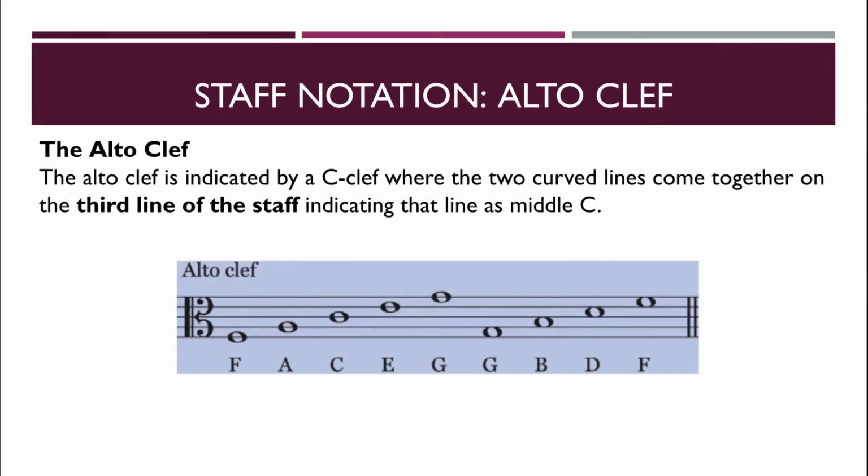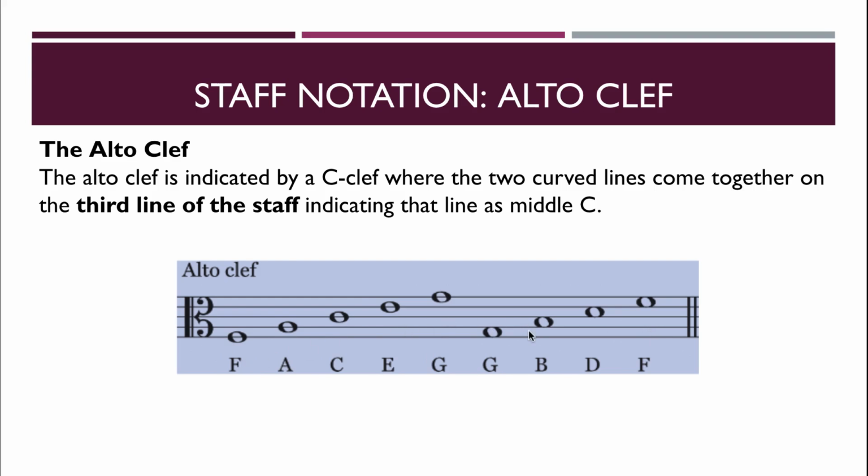One type of movable clef is the alto clef, and it is indicated by a C clef where the two curved lines come together on the third line of the staff, indicating that line is middle C. So you can see the little notch that's made here by the curved lines pointing to that third line. And the lines and spaces have different letter names because of that.